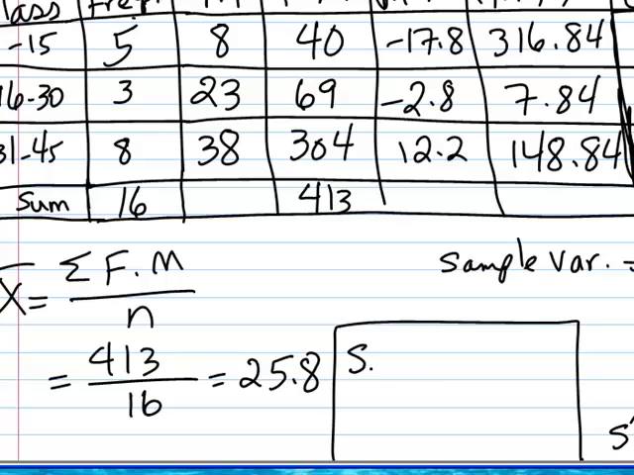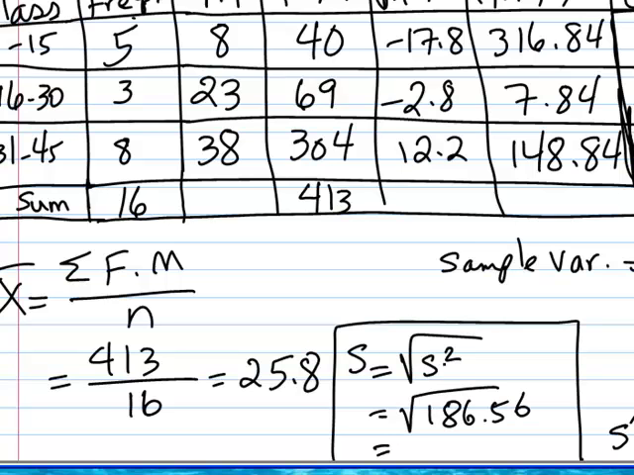The sample standard deviation is the square root of the sample variance, which is the square root of 186.56, which is 13.65, so approximately 13.7.